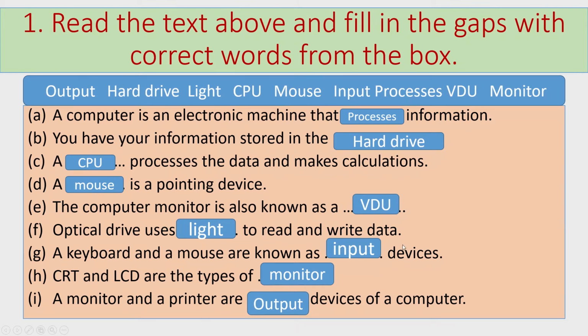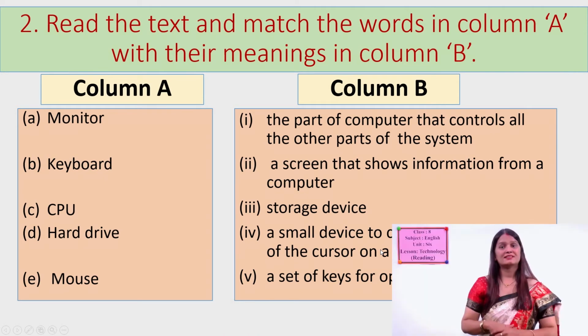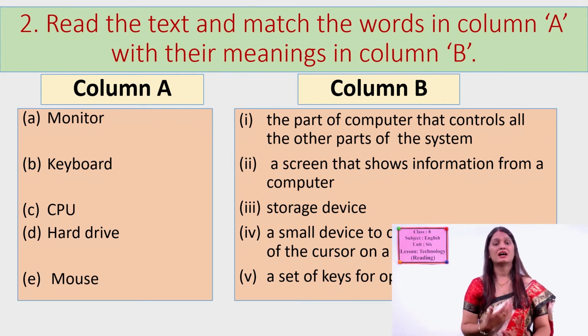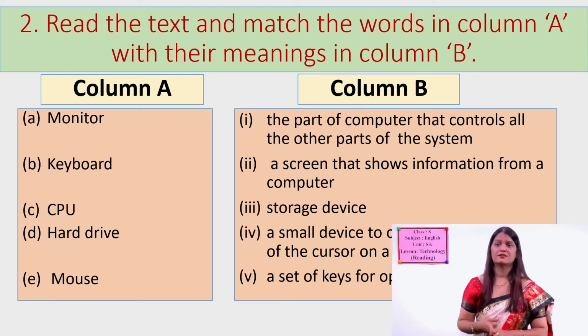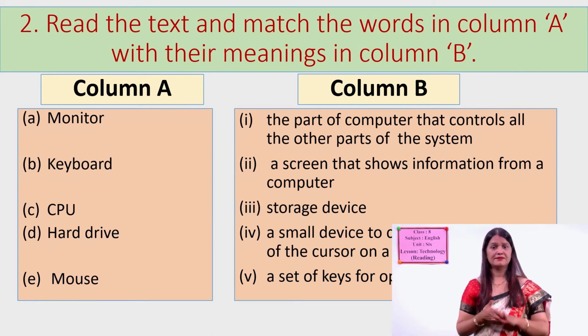Now let's move to the next exercise. Read the text and match the words in column A with their meanings in column B. So you can see the words monitor, keyboard, CPU, hard drive, and mouse in column A, and the definition or meaning is given there in column B. So you have to match. I give you 2 minutes. I think 2 minutes is enough for you. Okay. Just read the meaning and then match them.